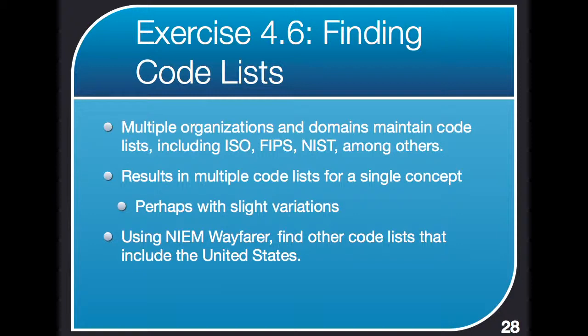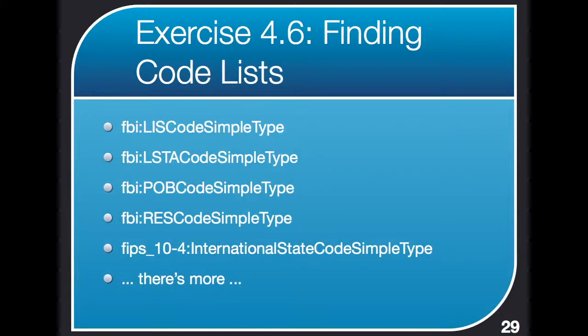Now take the concept of a country. How many code lists do you think there are for the concept of a country? Well, that's the point of the exercise. Use NIEM Wayfair or whatever tool you want, SSGT, the schemas themselves. Wayfair is particularly good at finding code list values, so it's a pretty good tool for this exercise. But the idea is, whatever tool you want, find all the code lists that include the United States as one of its values. So here are solutions.